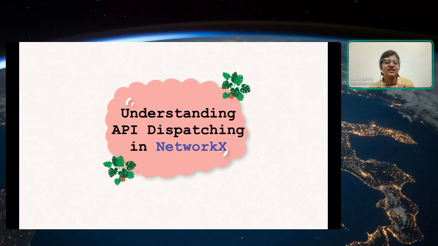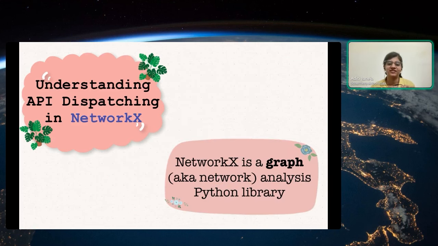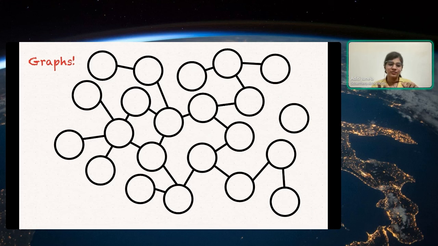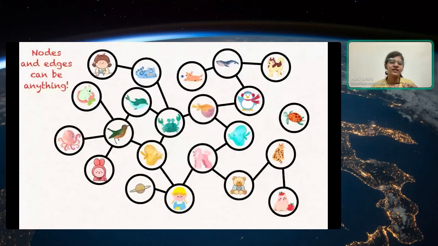So let's get started, and let's start with what is NetworkX? NetworkX is a graph or network analysis Python library, and by graphs, I don't mean these kind of graphs. I mean these kind of graphs, and you can probably see why they are also called networks, because they kind of look like nets. These circles are called nodes, and these lines between them are called edges. And these nodes and edges can be anything you want them to be. They can be people, or web pages, or some sort of quantum state, and they are connected if one quantum state can go to the other, and they can be molecules or atoms, whatever you want them to be.